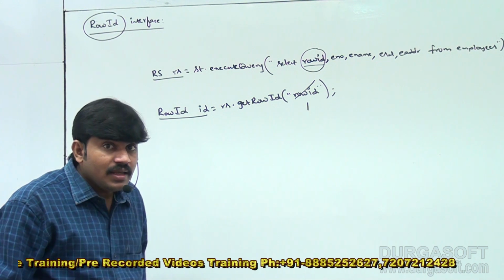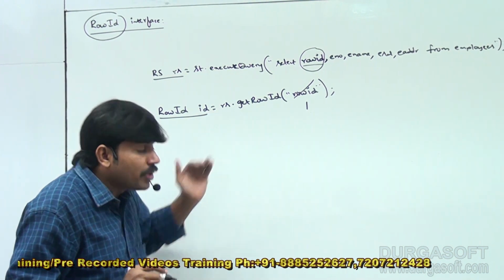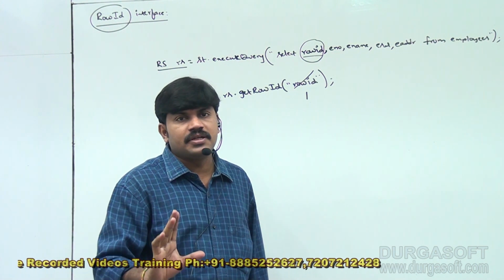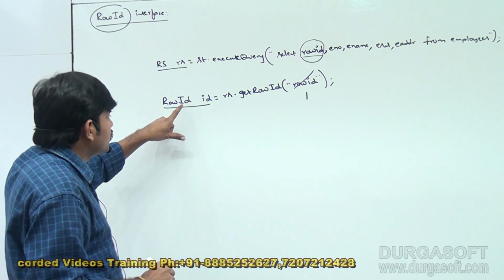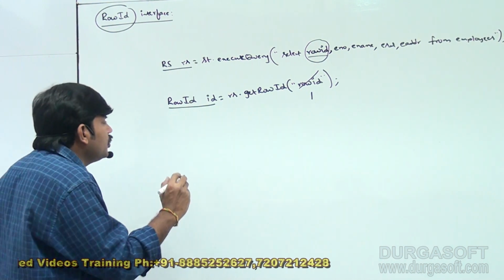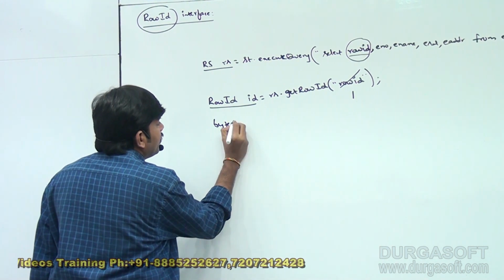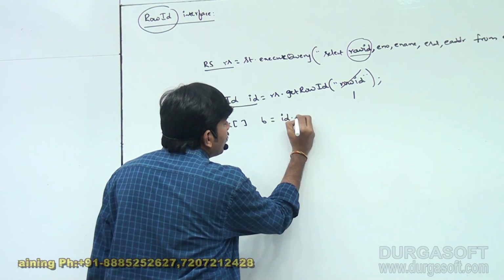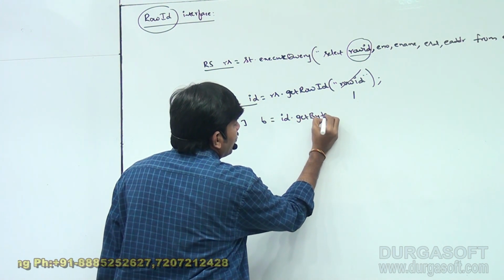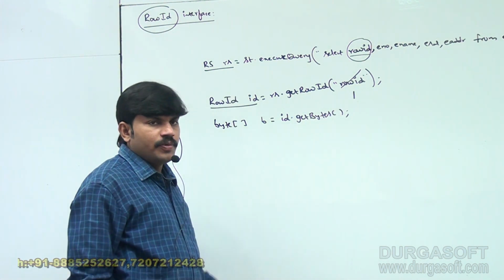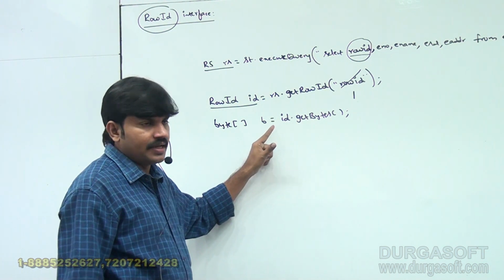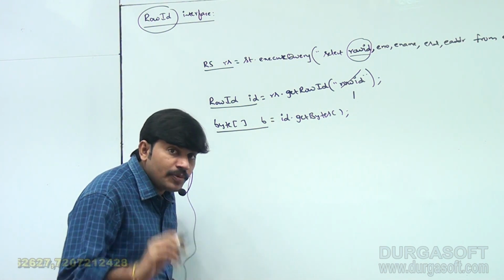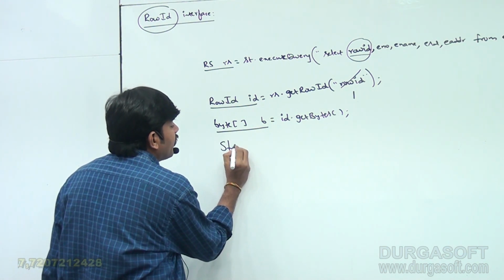RowId is an object. If you want to print the data, we compulsorily need to convert it into a string representation. How can you do that? First convert this row ID into a byte array. byte[] b = id.getBytes(). Get bytes. Can you please convert this id into a byte array? Now I got binary data. This byte array, can you please convert into a string? That is my requirement.